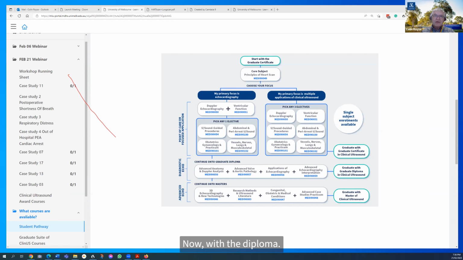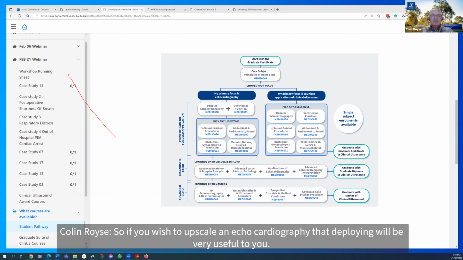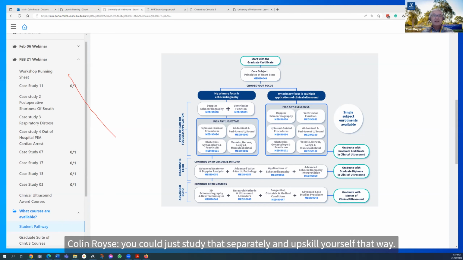Now, with the diploma, it's very much taking the next level in transthoracic and TOE. In other words, echocardiography. So if you wish to upskill in echocardiography, the diploma will be very useful to you. You can, however, if you don't want to go that far, add subjects. You can study individual subjects. So, for example, if you didn't do the obstetrics and gynecology one, you could just study that separately and upskill yourself that way.